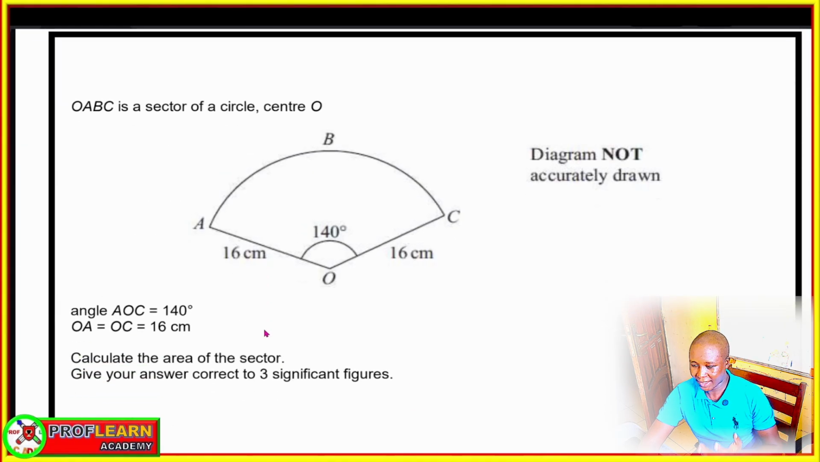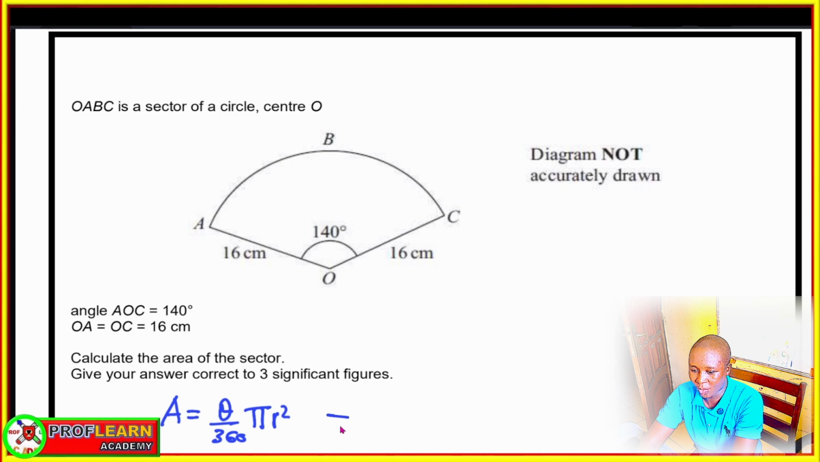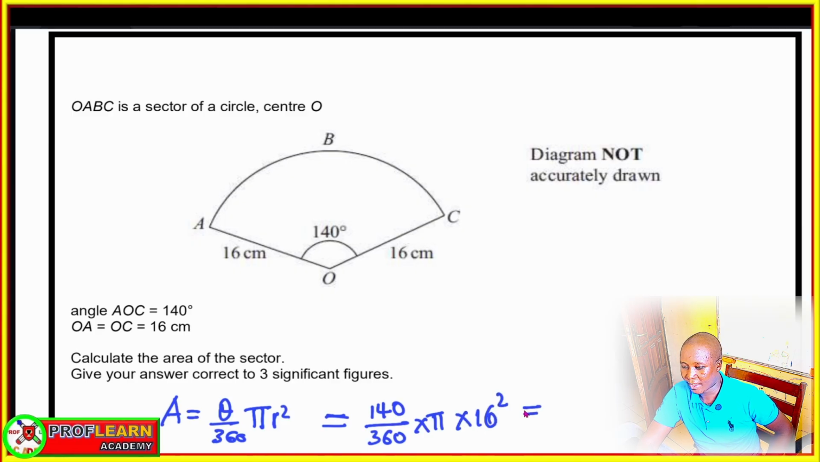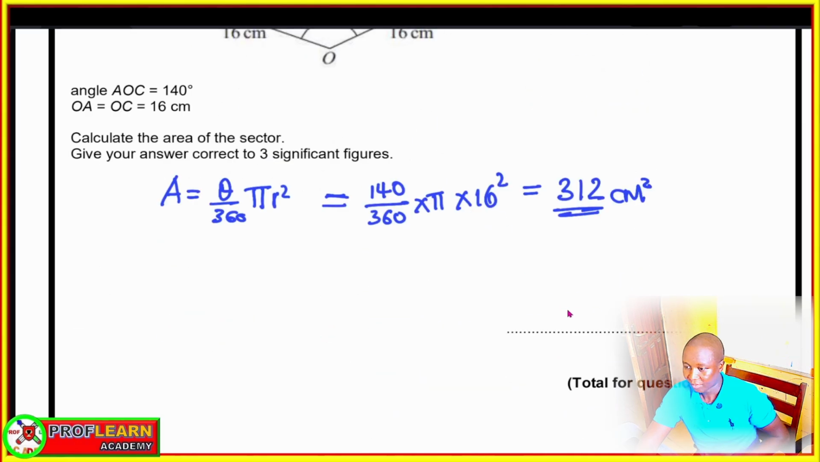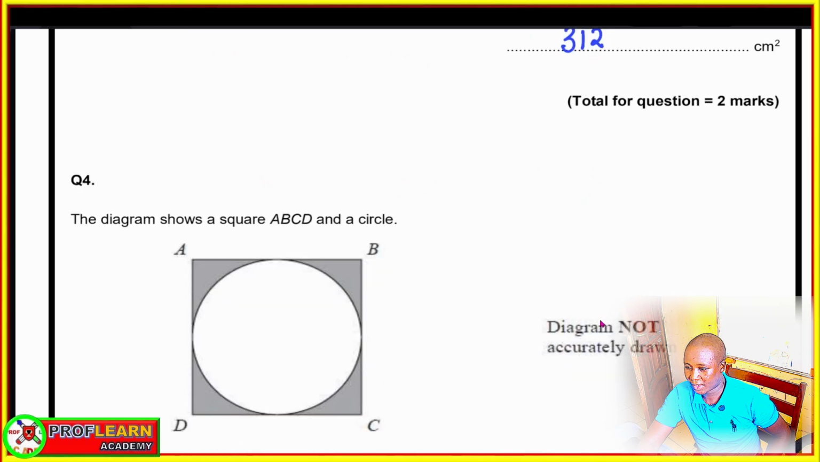You may be given a sector like this and you are told to find the area of the sector. Something that you need to remember: area of a sector is given by theta over 360 times pi r squared. So our theta is the angle that is given here, 140, times pi times 16 squared, which is the radius. And if we put this in our calculator, that is 312 centimeters squared. We transfer it here.